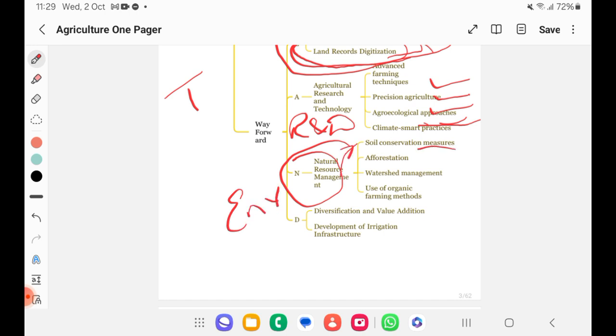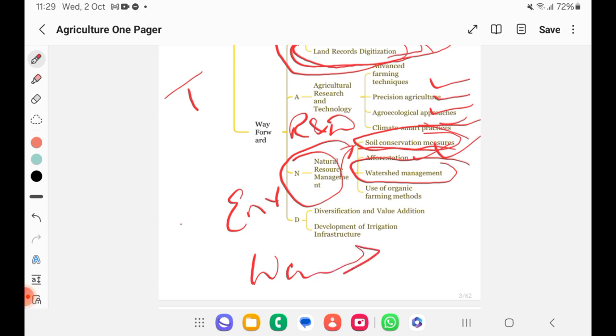Soil conservation. For soil degradation, what can you do? Opposite to soil degradation is soil conservation. Soil conservation, how? Afforestation. Then we said waste management problem. So watershed management and waste management also. You can add one more word, that is waste to wealth conversion. And then we have water issue, that is watershed management. Then organic farming.